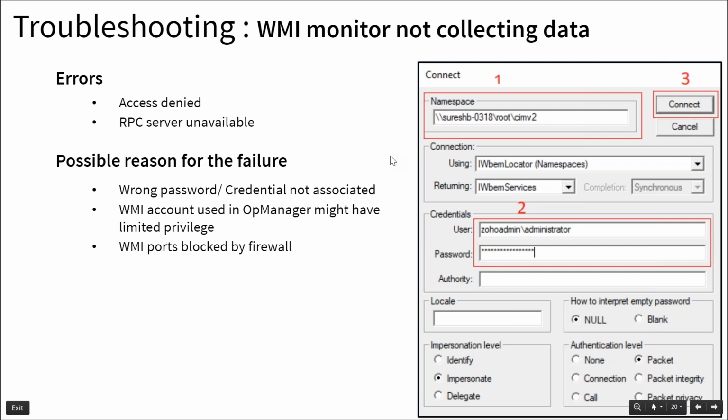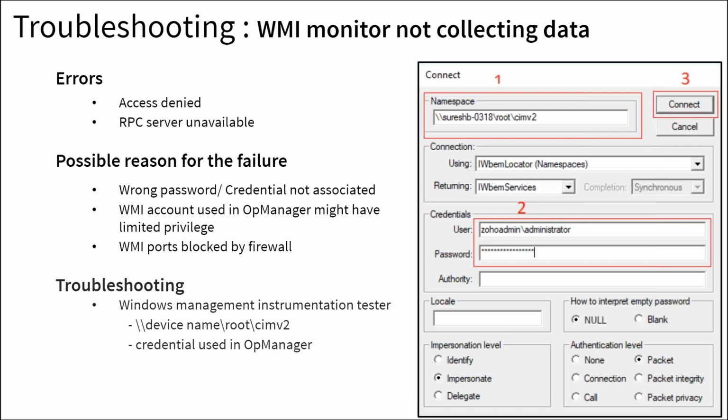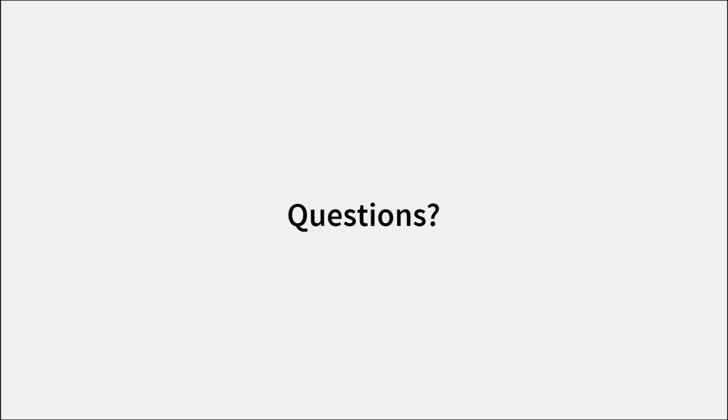So as I said, sometimes the password might be wrong or the credentials are not associated. So you have to make sure that the right credential is associated, and you have to use the same WMI account used in OpManager. And if any WMI ports are blocked by firewall, you have to make sure that it is removed. So this is how you can troubleshoot the WMI monitor that is not collecting data.